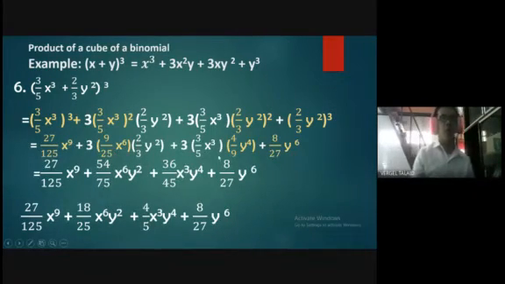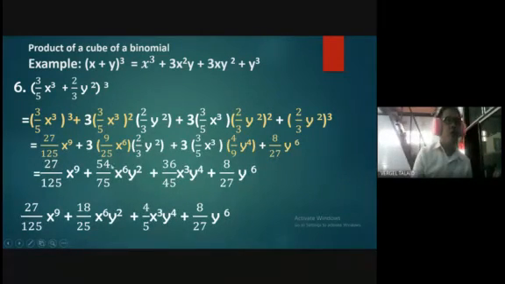Simplify the second term and the third term. Understood, we have here 1 for 3. 3 times 9 is 27 times 2, that is 54. Then 1 times 25 is 25 times 3 is 75. Bring down x to the power of 6 and y squared. For the third term, 3 times 3 is 9, times 4 is 36. 1 times 5 is 5, 5 times 9 is 45. So just copy x cubed y to the power of 4. And bring down 8 over 27 y to the power of 6.